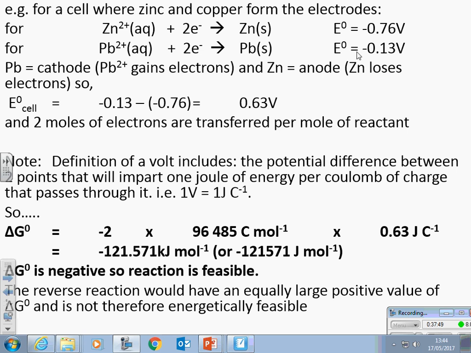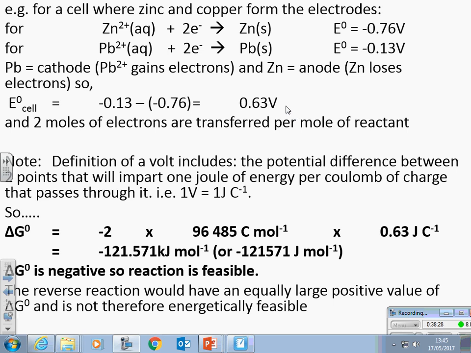We've got our electrode potential values over on the right-hand side. The lead is the cathode because it's gaining electrons. That's the reduction side of it. The zinc is the anode because it's losing electrons. That's the one with the more negative electrode potential. So if we work out our overall cell potential, getting this the right way around, the cathode minus the anode, we end up with 0.63 volts. So that's the cell potential.